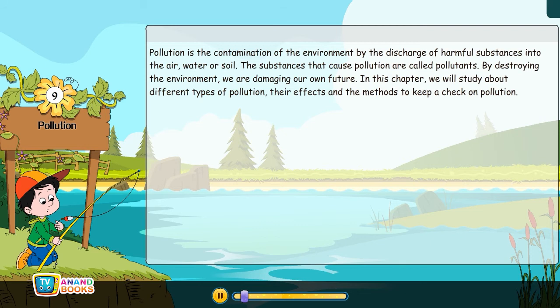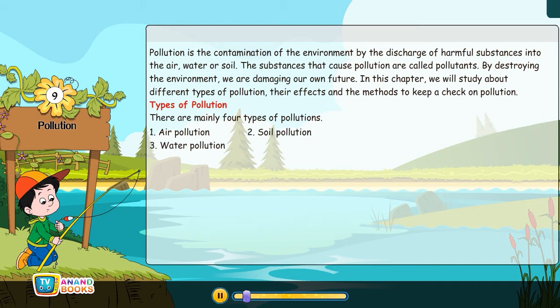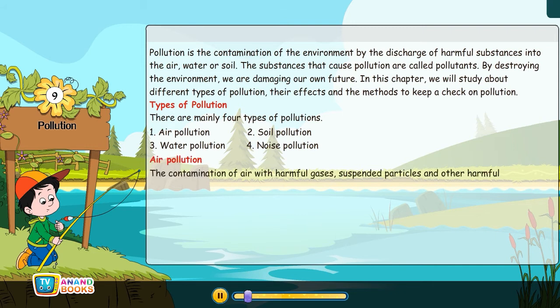Types of pollution. There are mainly four types of pollution: air pollution, soil pollution, water pollution, noise pollution. Air pollution. The contamination of air with harmful gases, suspended particles, and other harmful substances is termed as air pollution.